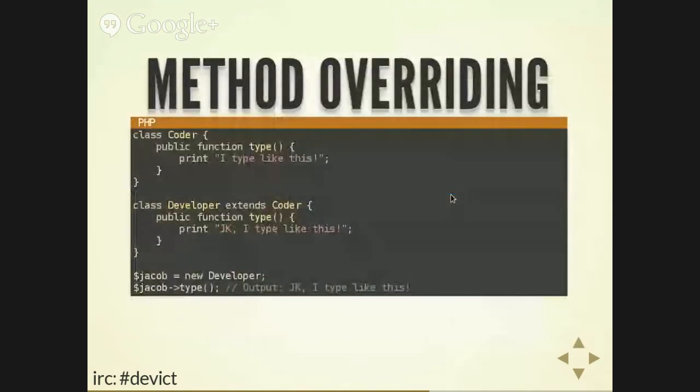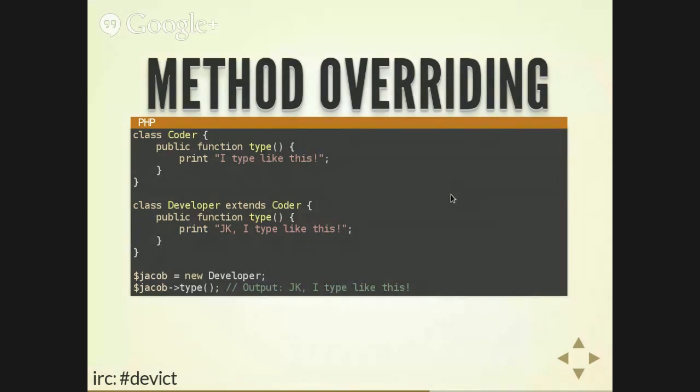Okay, so I have the class Coder. Coder has a public function type. What do you call typing? Well, I type like this, right? Developer extends Coder, and I'm going to override the function type. So when a developer codes, it's like, JK, I type like this. My wife thinks this is what I do at work all day, literally, with my hands.